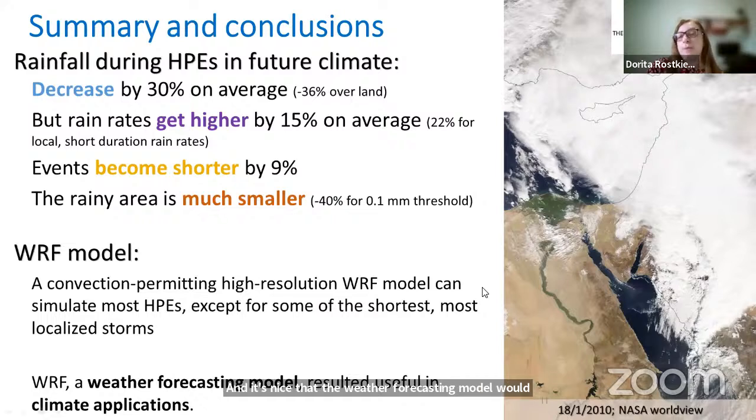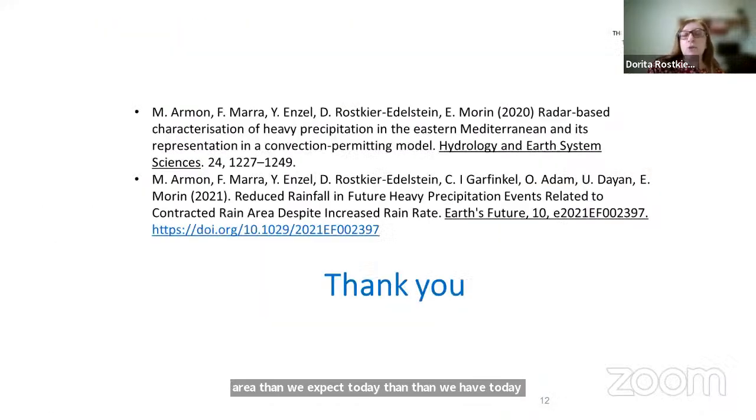So the future maybe looks like these clouds, where most of the area can be covered by shallow clouds. There will be some smaller areas that will have more pronounced, more developed clouds, which will give more intense precipitation over a very small area than we have today. So these are the two papers that summarize this work, and thank you very much.